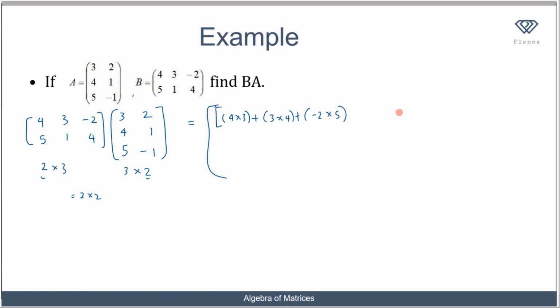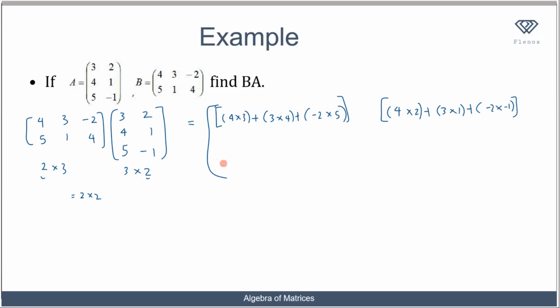Then to get the second cell here, you are going to multiply the first row by the second column. So here you are going to have what? 4 times 2. Then plus, you are going to have 3 times 1 plus, and you are going to have what? Minus 2 times minus 1.